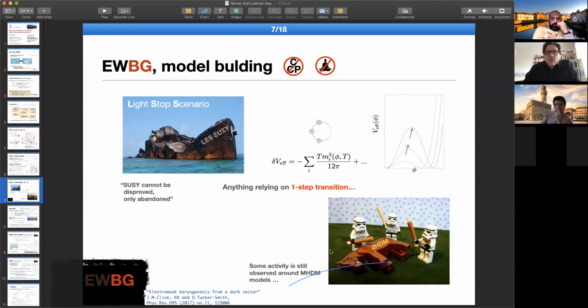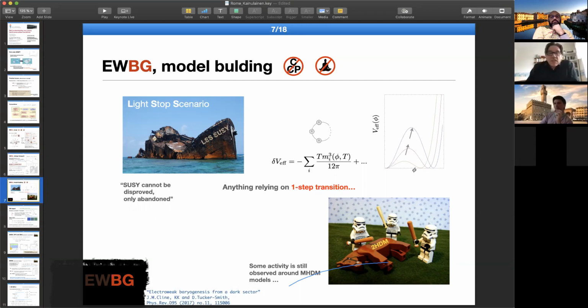Now, anything at this similar faith seems to be waiting essentially all models that rely on one step transition directly from, say, minimum at zero to somewhere, wherever in the field. You may have several, more than one field, if you like, which rely on large loop corrections, mainly given by this type of correction to the zero Matsubara frequency.